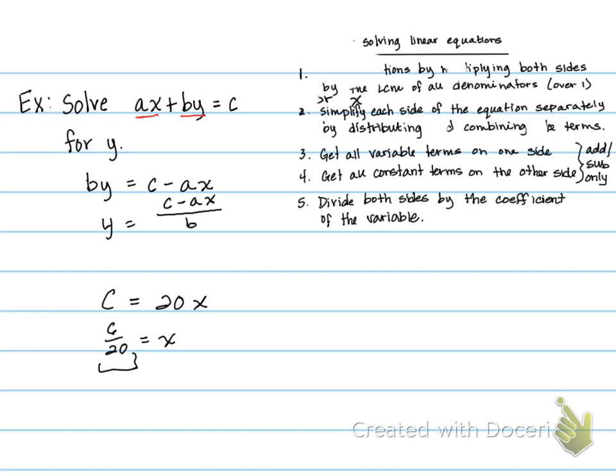Yes? I just don't get why you subtracted AX first. So the reason we subtracted AX is because we're doing this step right here. We're getting all the constant terms on the side that the variable is not on. Again, the key is to remember that the only variable is the one you're solving for. So the only variable term I have is by. AX is a constant term because it doesn't contain a y.